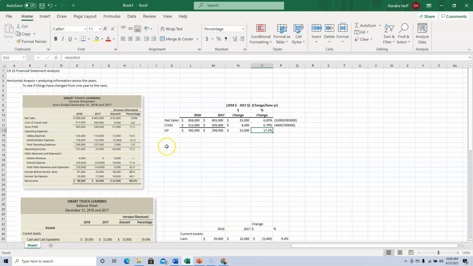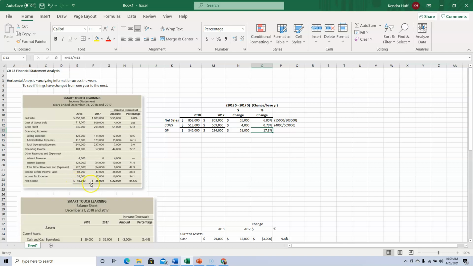All right, and then down over here, as we keep looking, operating income actually increased by 77.2%, which is a big number. And part of that is because gross profit went up so much, but they also saved a little bit in administrative expenses. But overall expenses did increase a little bit, but not as much as gross profit. All right, and then operating income increased quite a bit, 77.2%. All right, and then they did pay a lot of interest, so interest expense increased quite a bit.